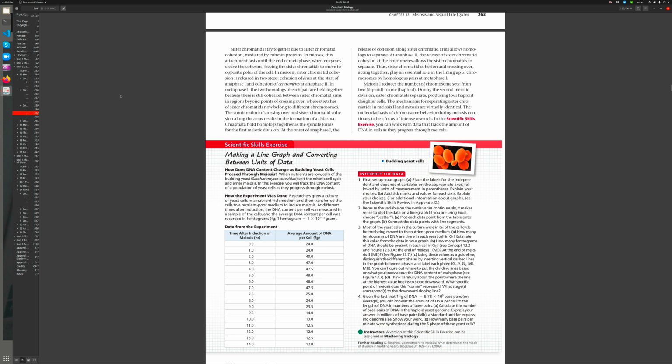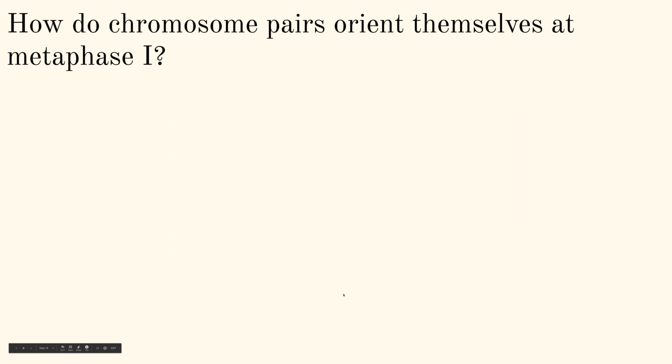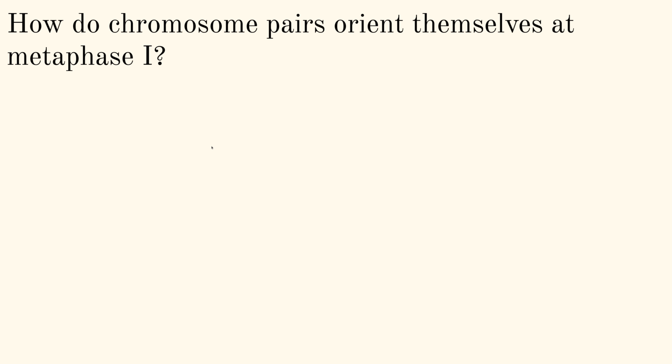Okay, just temporary placeholders. How do chromosome pairs orient themselves at metaphase 1? If you need some more time, then just pause. Next slide, last chance. Answer.